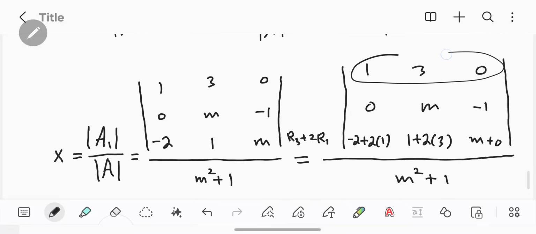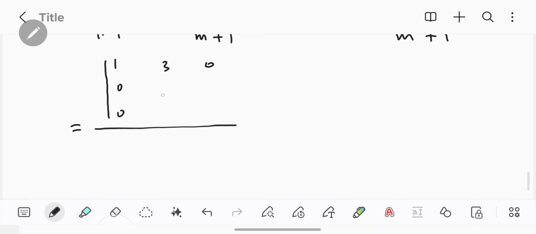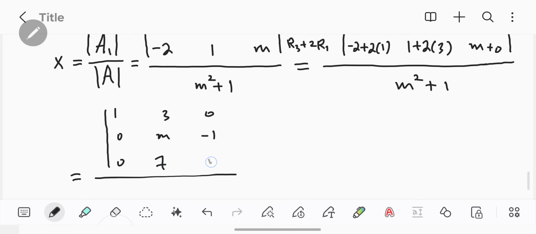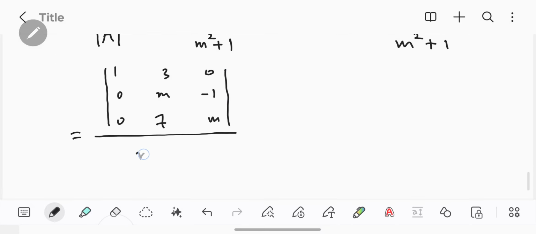If I solve it, I have 1, 3, 0, 0, m minus 1, and 0, this is 7m, and here I have m squared plus 1. Now if I expand this determinant along the first column, first of all I will write this number times its cofactor, and then plus this number times cofactor, plus this number times cofactor. So I will write only this number times cofactor because these two numbers are 0.